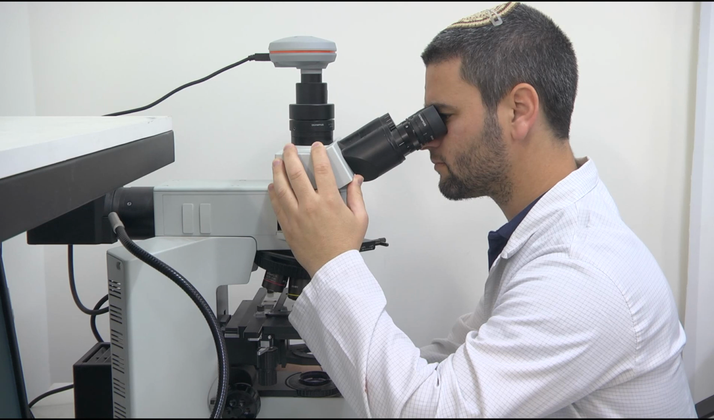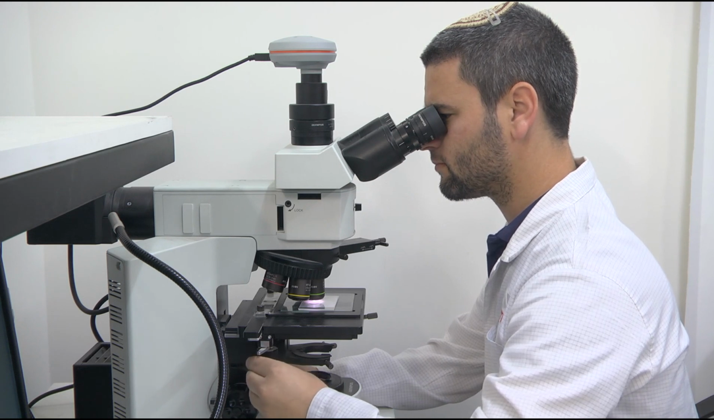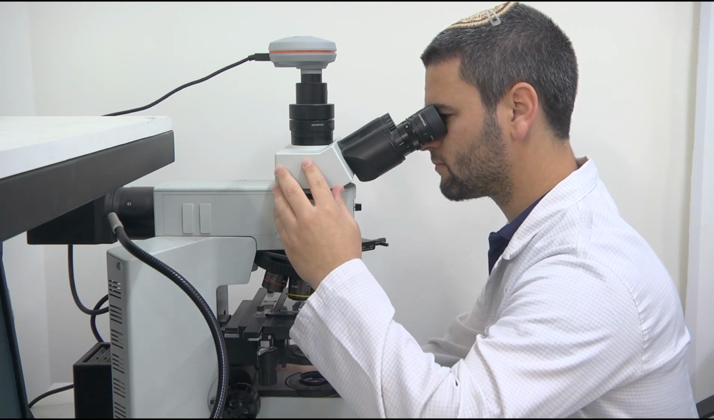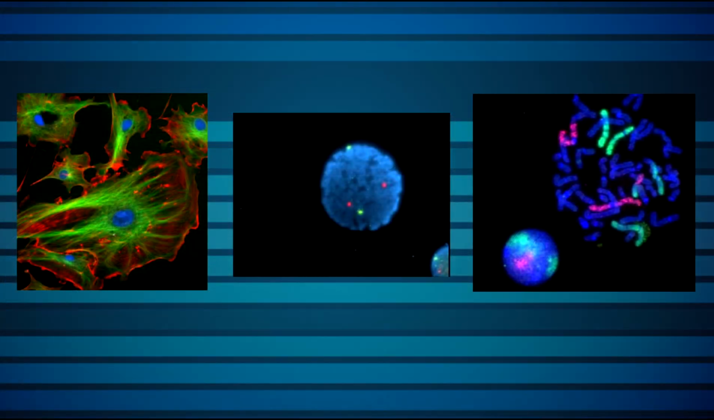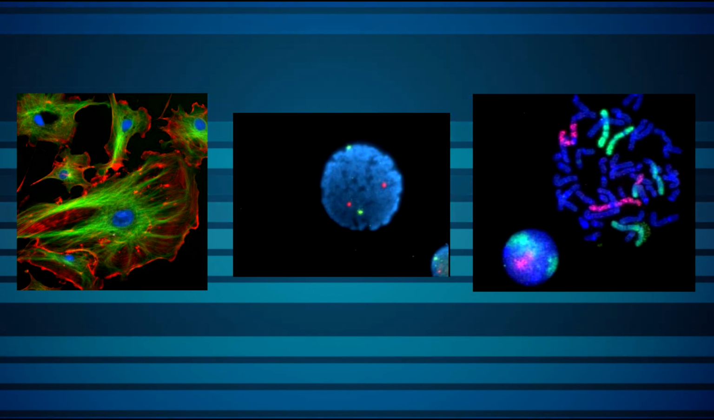The modern fluorescence microscope is a major tool in biological research. By illuminating a specimen with excitation light of specific wavelengths and studying the resulting fluorescence signal emitted by the specimen, it enables the researcher to analyze cellular structure and function.